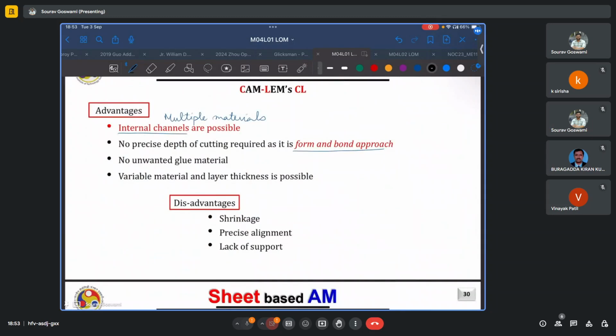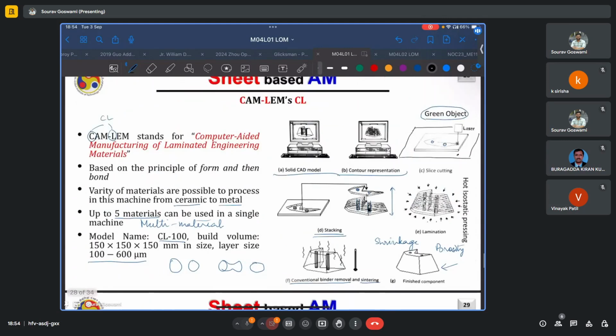No unwanted glue material. Here there is no formal adhesive step. We just put the entire assembly in the hot isostatic press, and through the action of sintering, the ceramic particles will bond with each other. Because of the sintering, the particles will also have great strength, which will be greater than that achieved by any adhesion process. And variable material and layer thickness is possible depending on the thickness of your feedstock sheet.